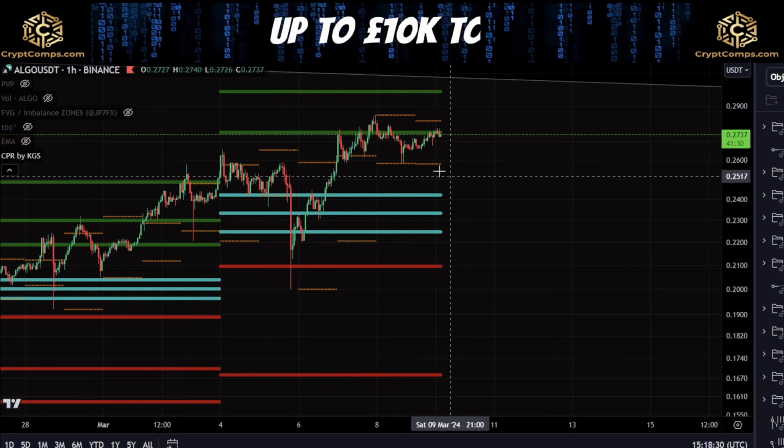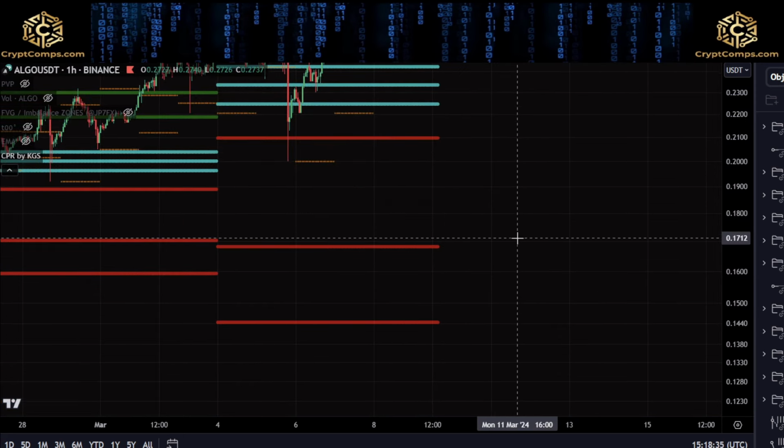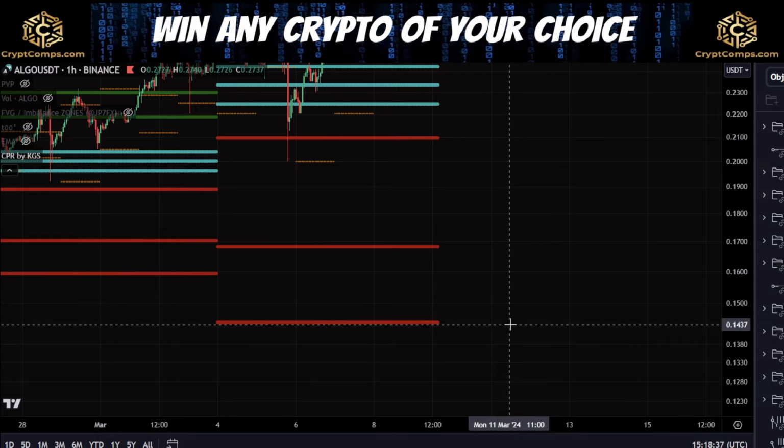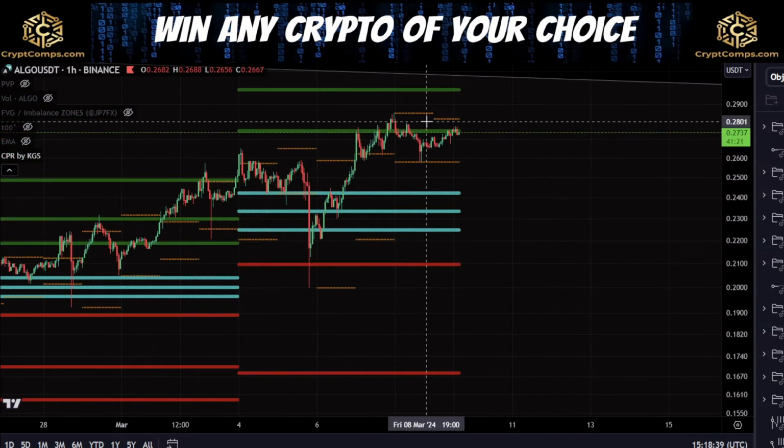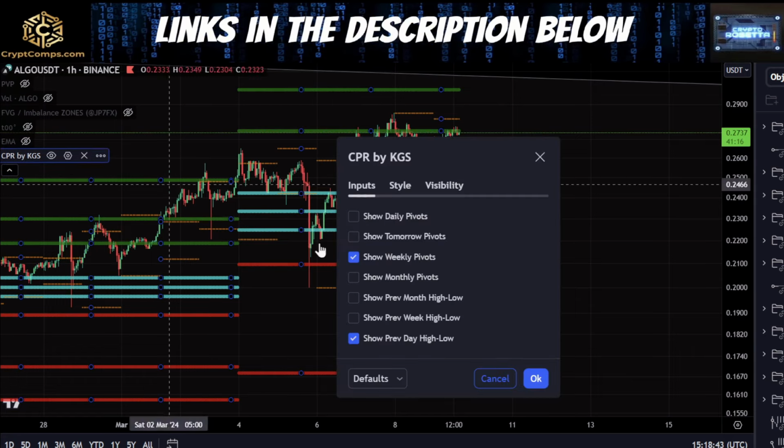If, however, we see these levels start to fail, I will be looking out for the potential of seeing price move towards 21.03, 16.81, and this 14.37, though we will get new CPR lines on Monday, so these will only be valid till Sunday evening.